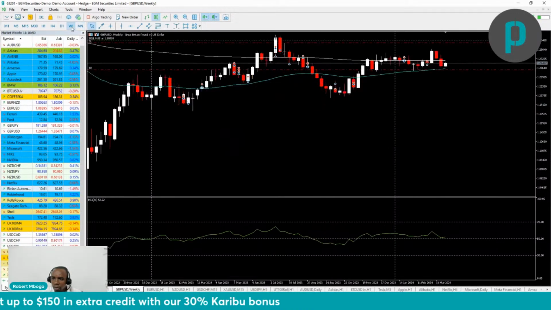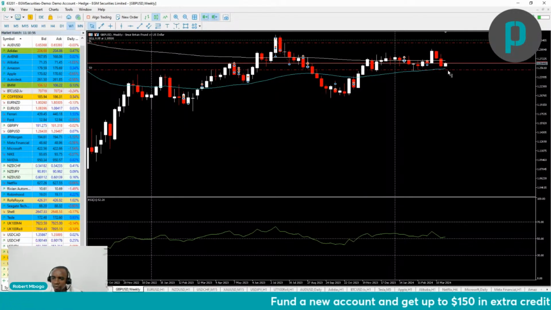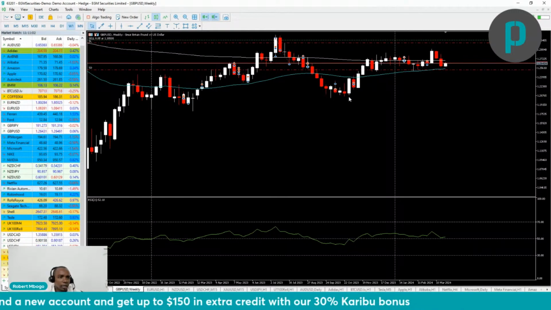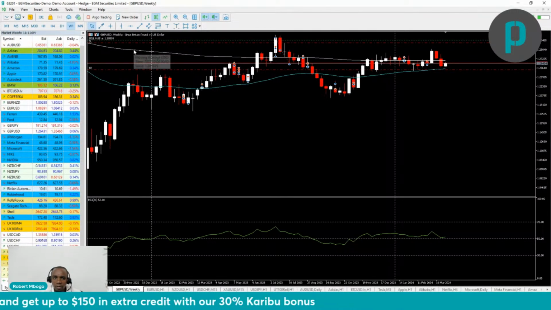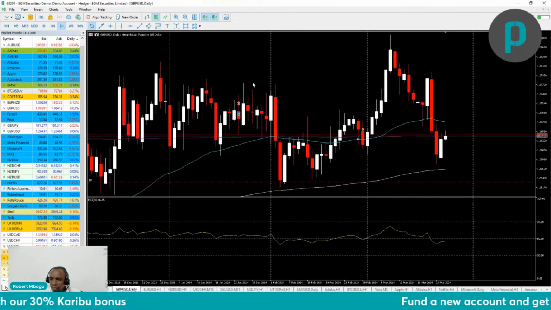So I already have some sell positions. They are yet to come to my take profit. So you can see I'm in sell. So what would be the ideal setup over here? I'm still looking for those entries.